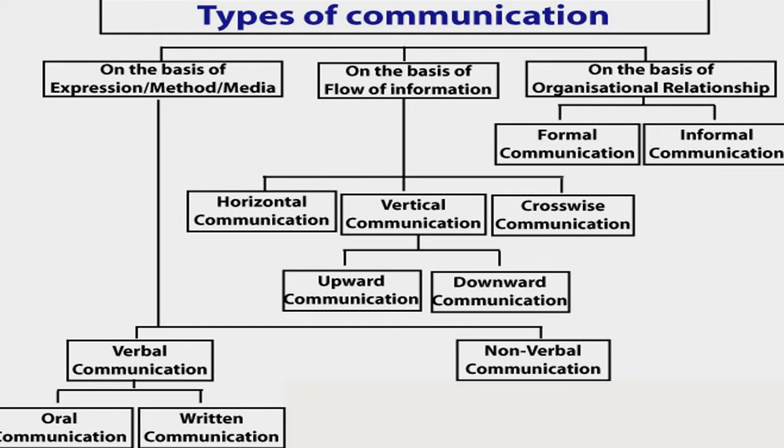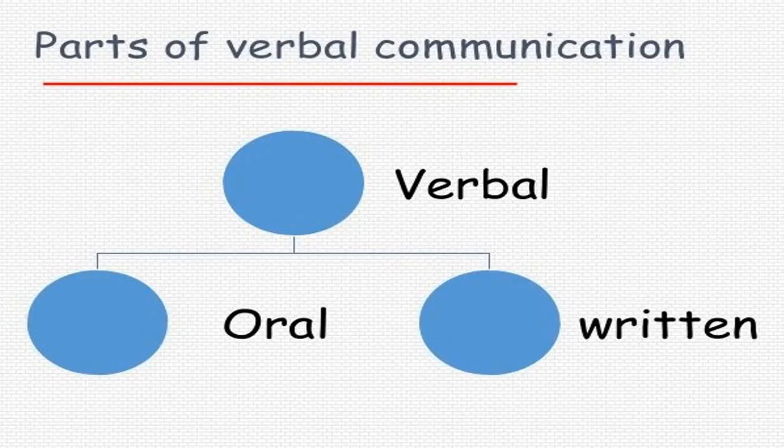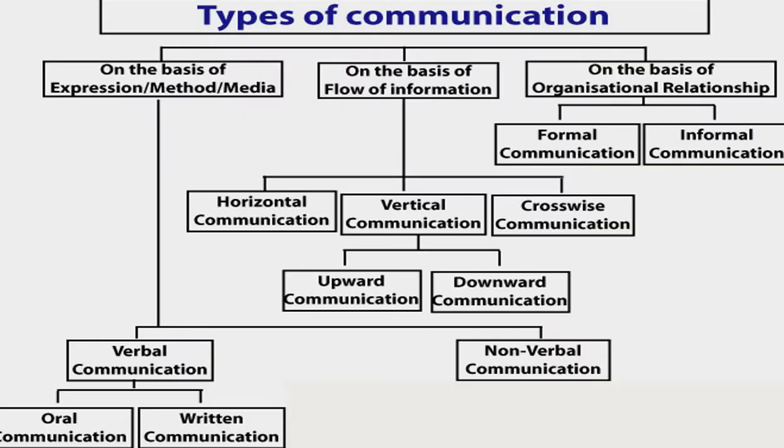So if there is a question called types of communication, we can make this diagram on the basis of method or mode of expression, on the basis of flow of information, and on the basis of organizational relationship. Now, when we say on the basis of expression or method or media, then we can broadly divide it into two parts, that is verbal communication and non-verbal communication.